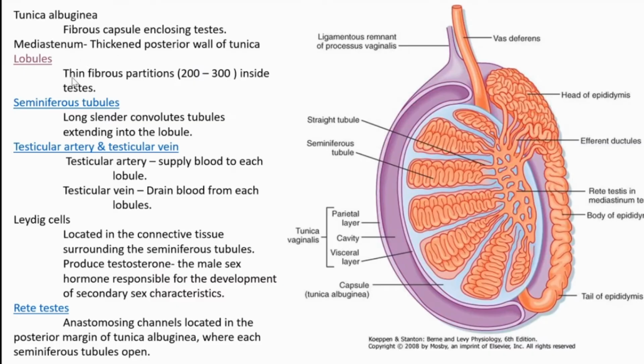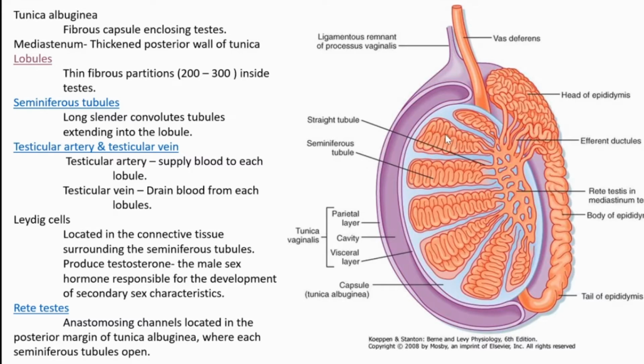What are lobules? They are thin fibrous partitions. To a certain extent, we can clearly see this in this picture also. There are between 200 and 300 lobules inside the testis. And inside each lobule, we can see the seminiferous tubules. It's a highly convoluted tubule.